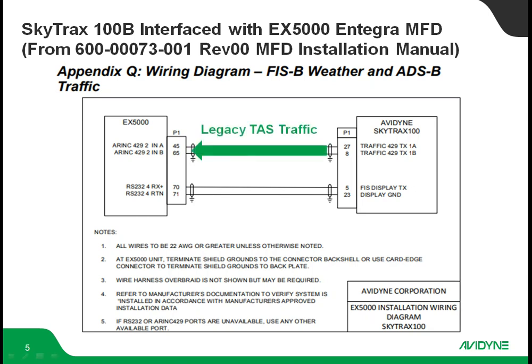So that's what's going to be displayed there. Legacy TAS traffic via ARINC 429. FSB weather is going to be a Capstone protocol coming out of the SkyTrax 100 on RS-232 to the EX5000, EX500, EX600. It's going to be set up for a Capstone or SkyTrax weather protocol for the FSB weather display.